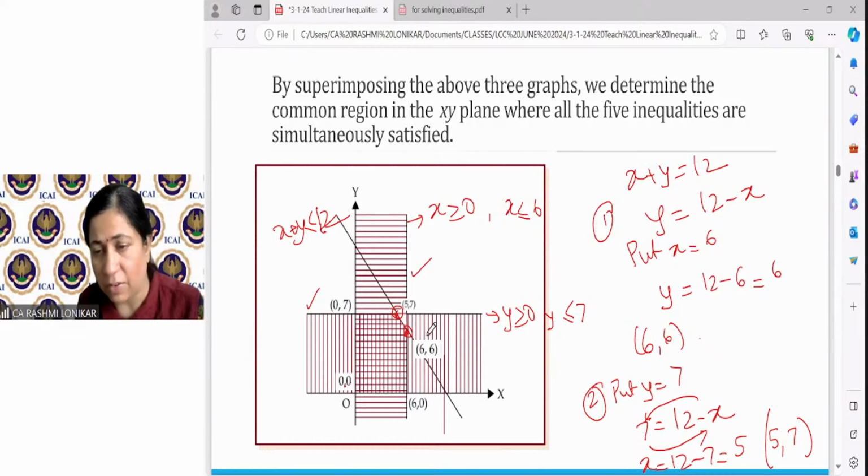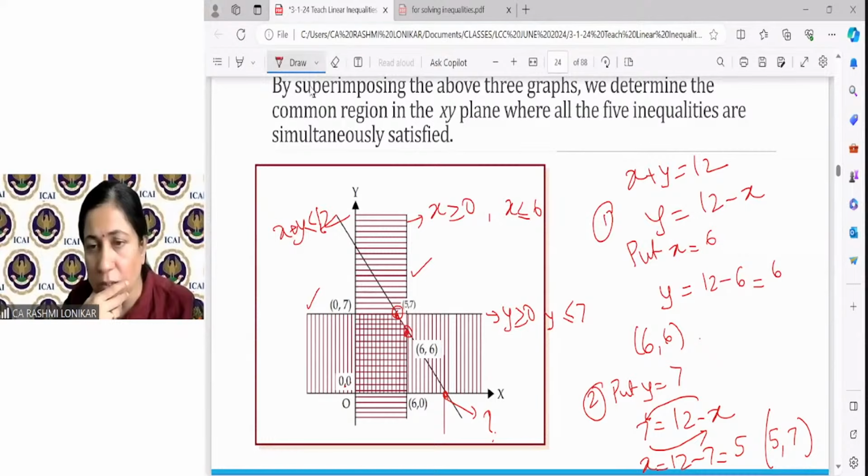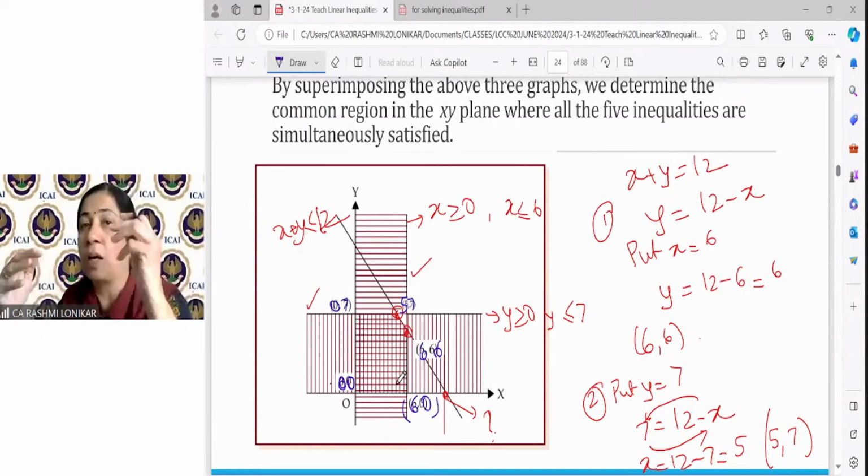Why am I not taking this point? Because it is not satisfying this condition, x is less than or equal to 6. So I can't take that, even though it is there on this line, and even though it is satisfying y less than or equal to 7, but because it is not satisfying x less than or equal to 6, I will not take it. So which are the points I'm taking? 0, 0, then 0, 7, then 5, 7, and then 6, 6, and then 6, 0. These 5 points are the points when we use them, I'm able to define the area which satisfies all the 3 conditions.